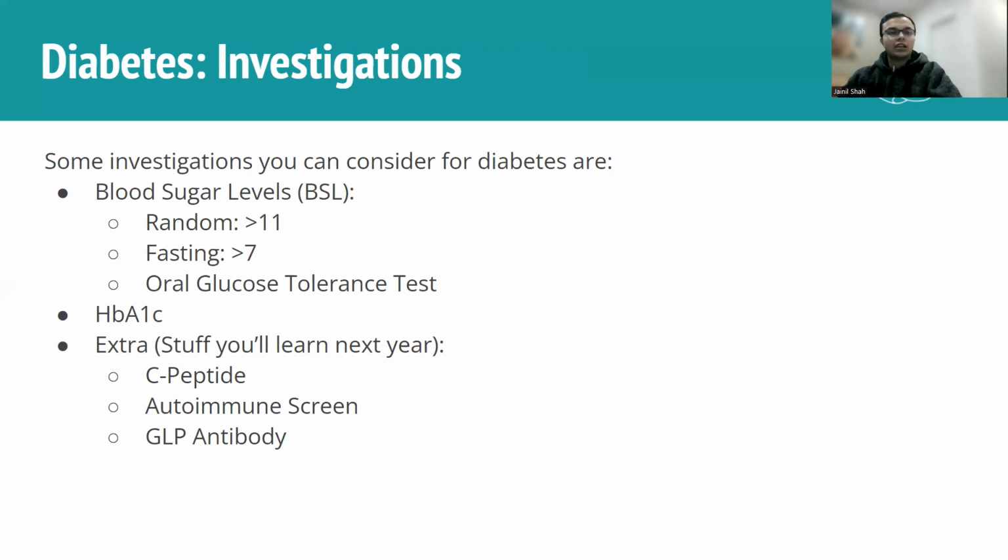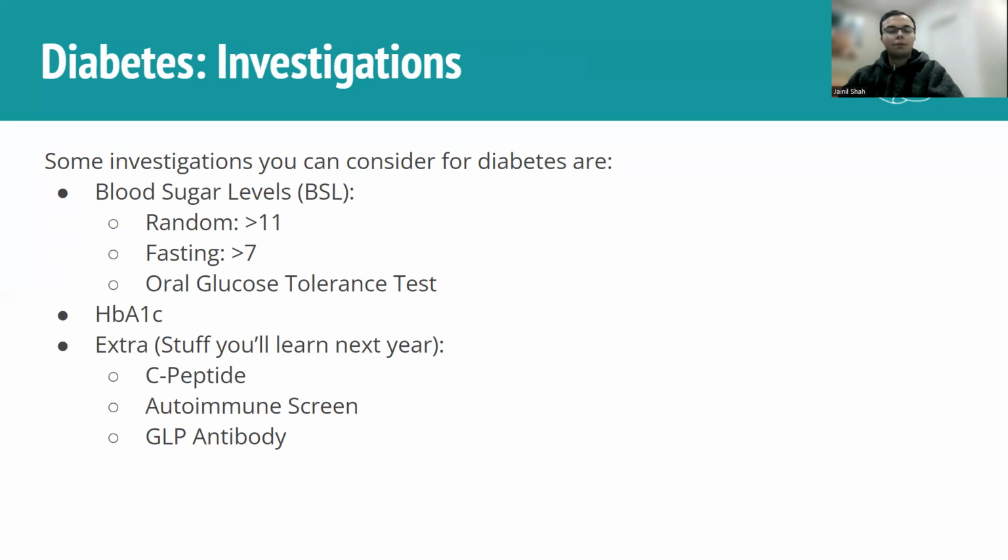And extra stuff which you'll learn about next year is things like C-peptide. C-peptide is produced with insulin and so reflects endogenous insulin production. If it's low, it means you're producing less insulin than normal, and that's more of your type 1 diabetes. Whereas if it's normal or even high, it might be your type 2 diabetes because you're still having normal levels of insulin, but your tissue is not responding to it as it should be.